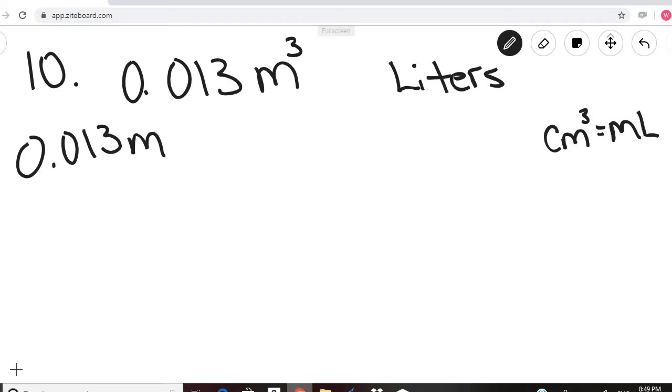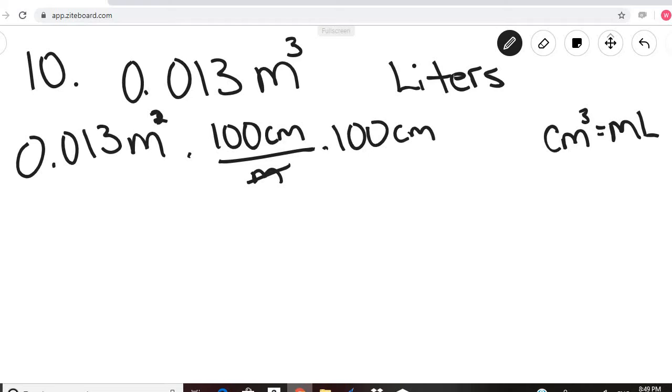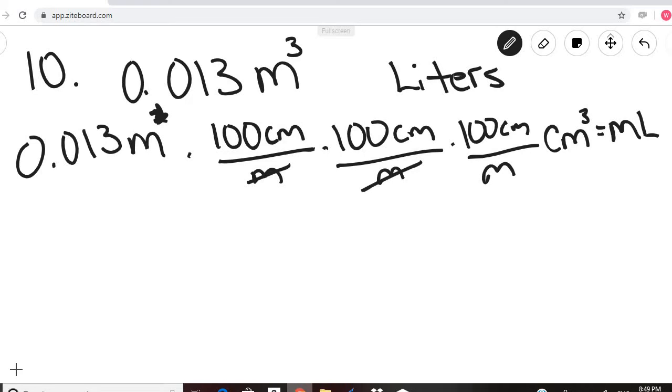Okay, so 0.013 cubic meters. So we have to get rid of meters 3 times. So there are 100 centimeters in a meter. Get rid of 1 of these. So now we're down to 2. Then we do that again, 100 centimeters per meter. That gets rid of another 1. So now we're down to 1. And then again, 100 centimeters per meter. That gets rid of the last one. So the meters are gone, and we have centimeters times centimeters times centimeters, which is cubic centimeters.